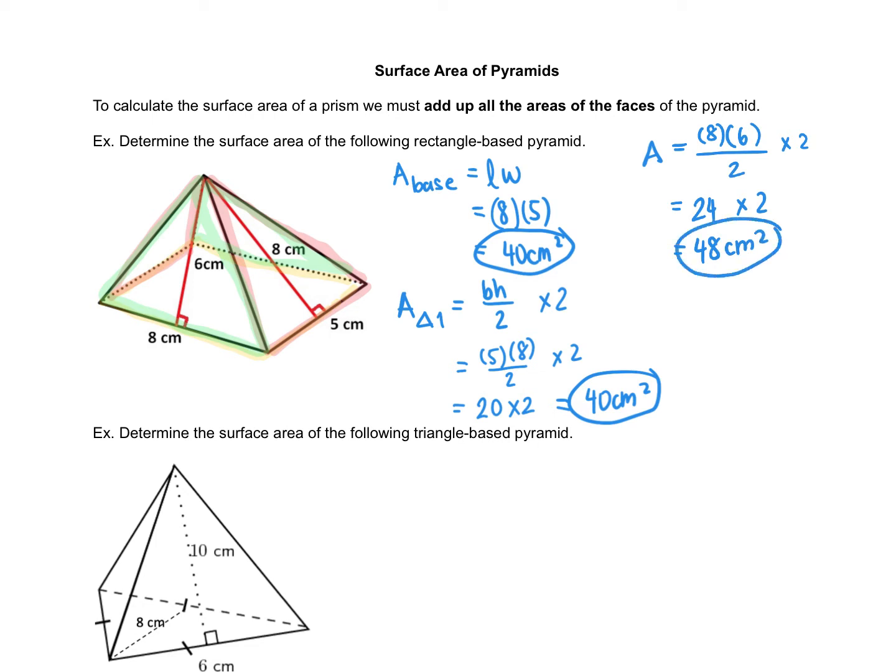Now I have one rectangle and 4 triangles that I have figured out here. So our total surface area, the rectangle, the right and left triangles, and the front and back triangles. And if we add those up, we get 128 centimeters squared for our surface area.